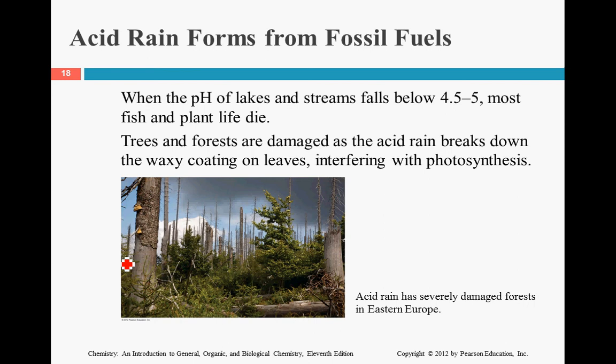So we know from our previous slides that rain typically has an acidity of about 5.5. However, if it drops far below 4.5 to 5, it starts having issues with the plant life, killing the plant life. It starts to tear apart different parts of the plant, like the leaves and whatnot. It interferes with photosynthesis. It just creates all kinds of issues.